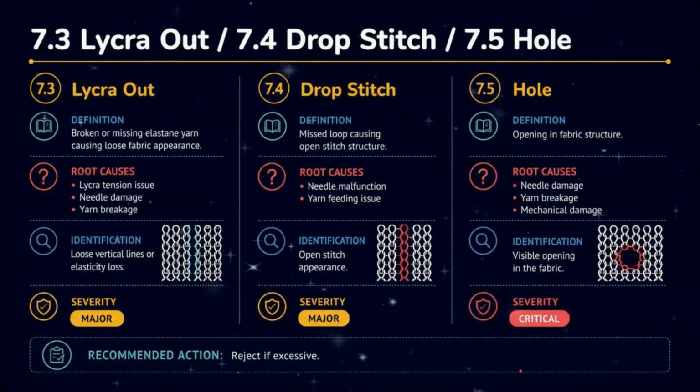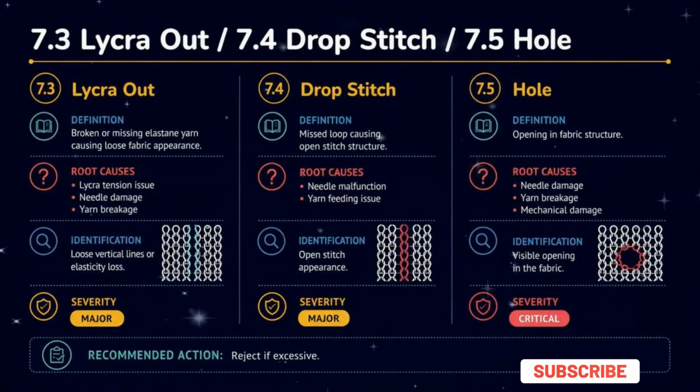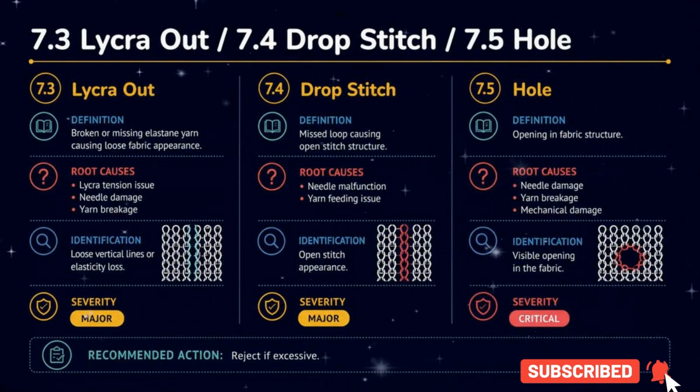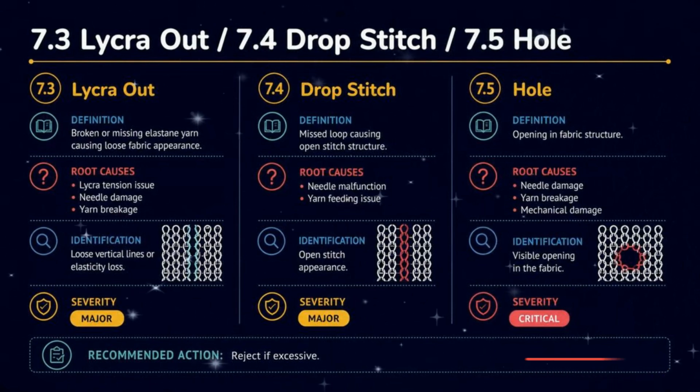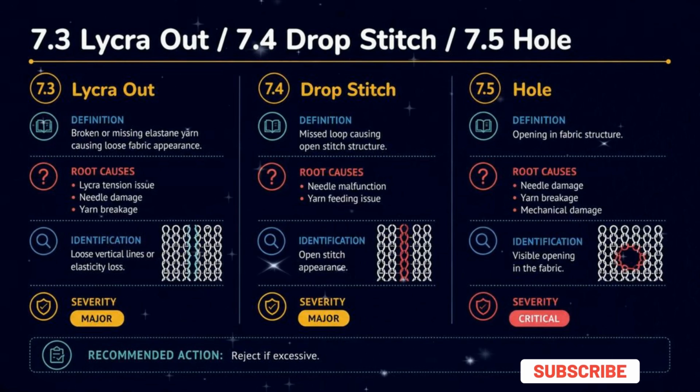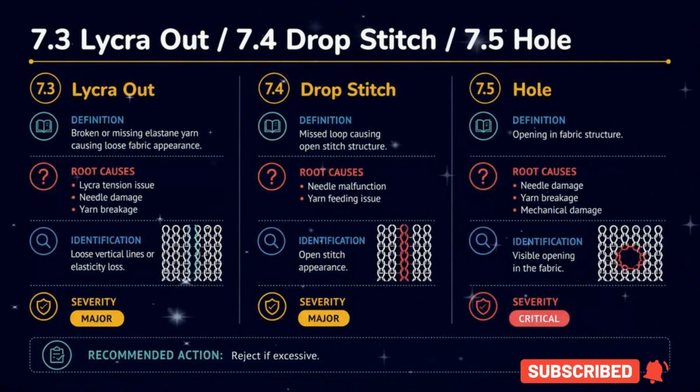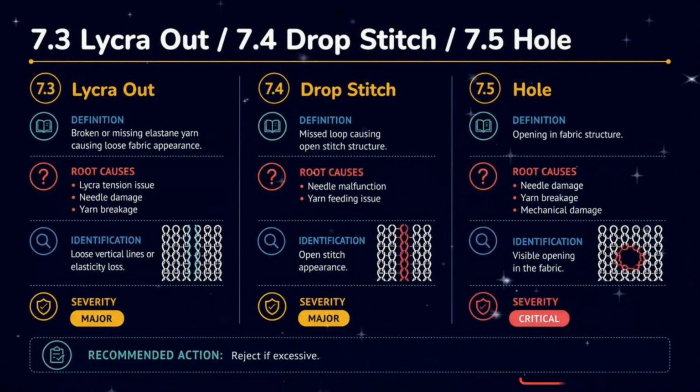We also monitor for lycra out, drop stitch, and holes. Lycra out involves broken elastane causing loose fabric, while drop stitches result from missed loops. Both are major defects. Holes, however, are critical, as they are actual openings in the fabric structure. Remember to reject the fabric if these issues are found to be excessive.